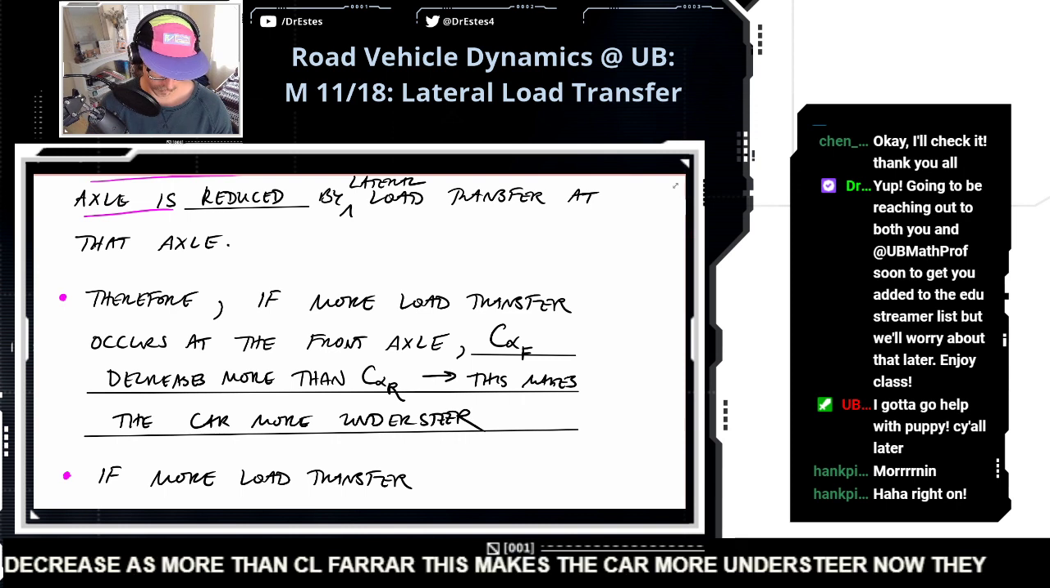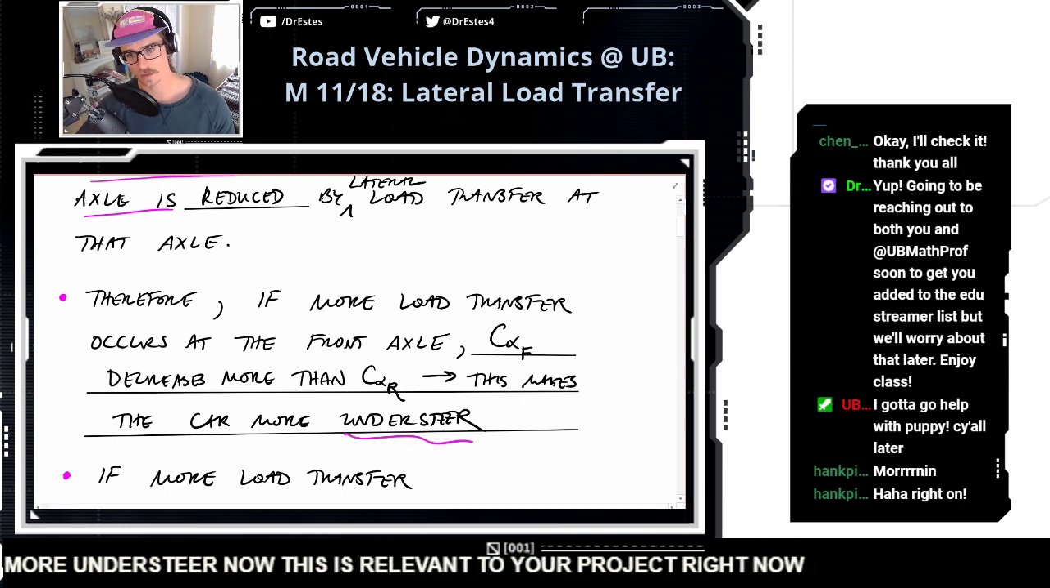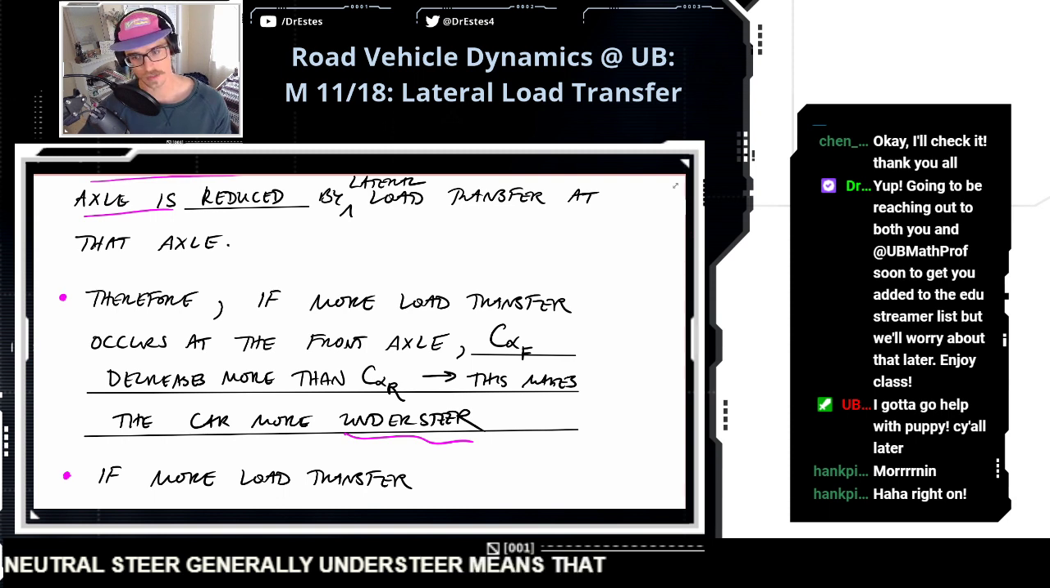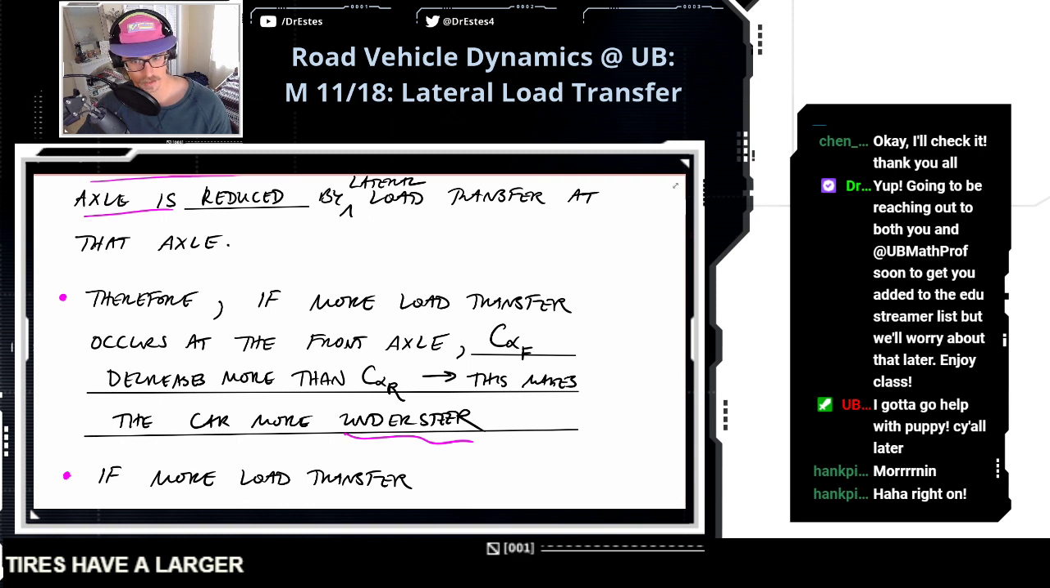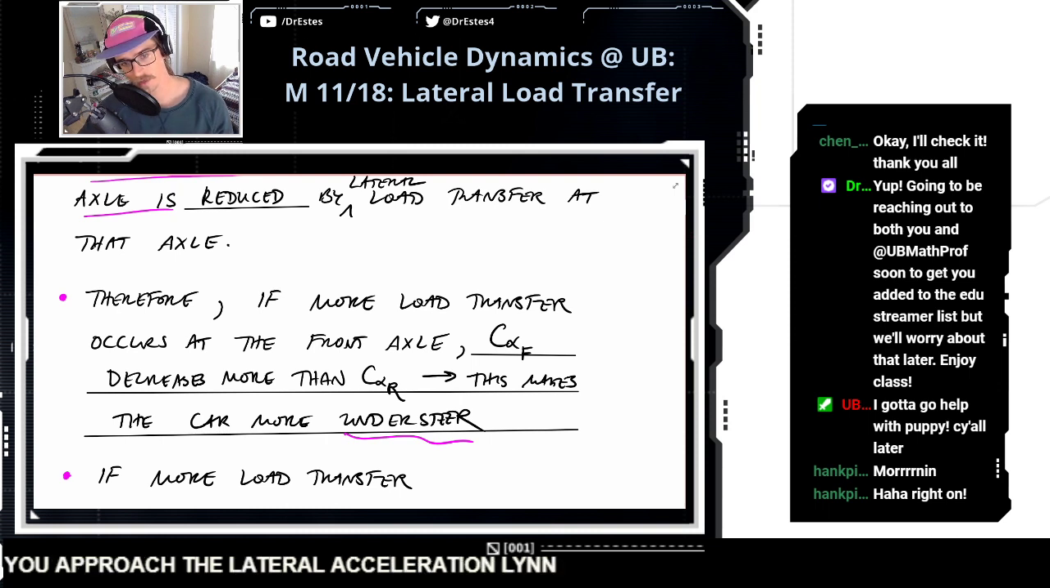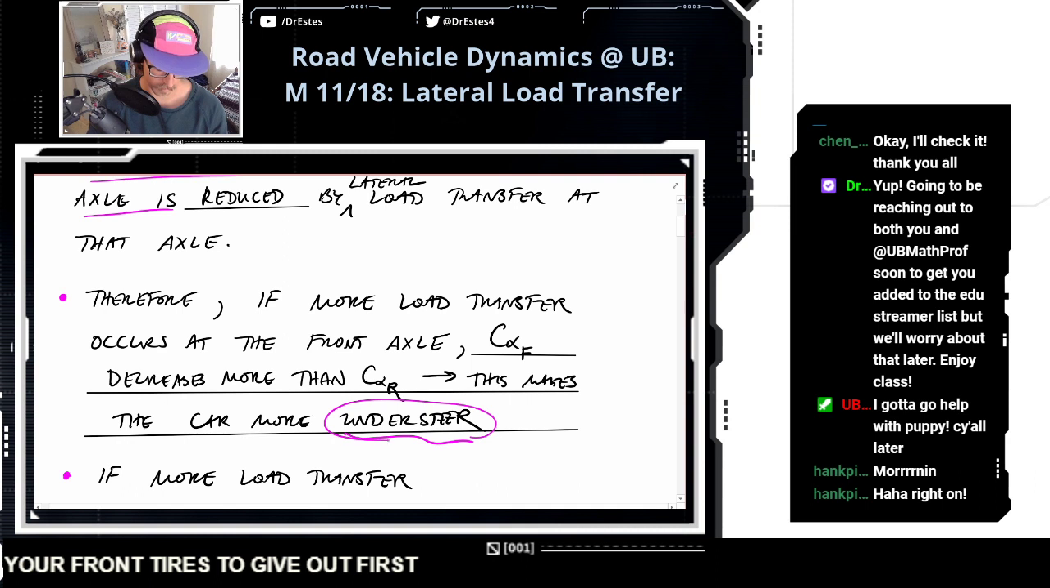Now, this is relevant to your project right now. Understeer, oversteer, neutral steer. Generally, understeer means that your front tires have a larger slip angle than your rear tires. And as you approach the lateral acceleration limit of a car, it's going to be your front tires that give out first for an understeer vehicle.